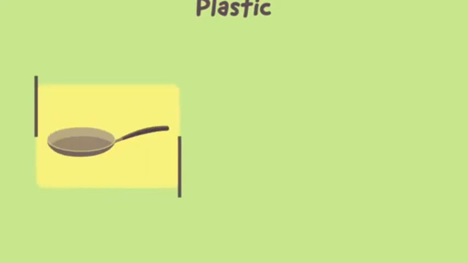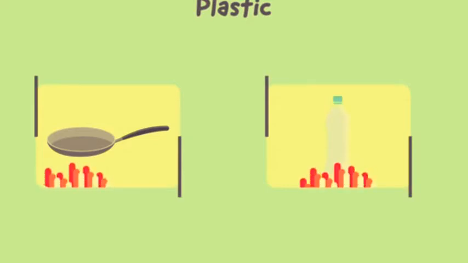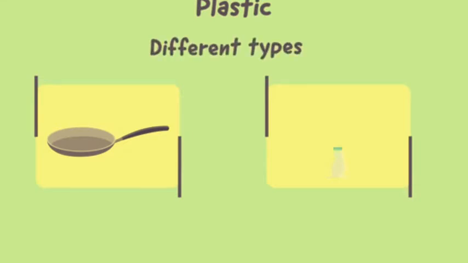Now let us see what are the different types of plastics. First, you see the handle of a pan, which is also made up of plastic, and a bottle in which water is stored is also made up of plastic. The handle of the pan doesn't melt with the heat, but we see that the bottle, which is made up of plastic, melts down. Why is it so? What are these plastics? Why are they different?